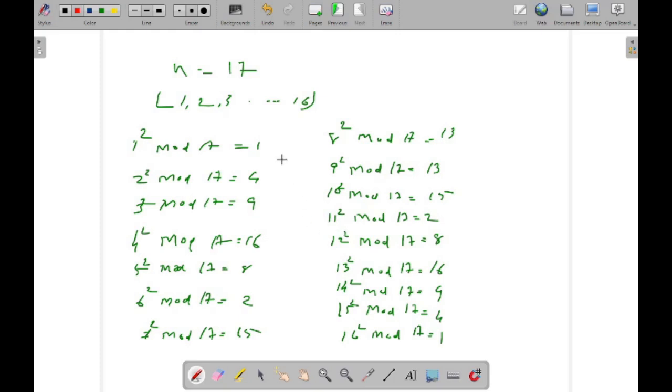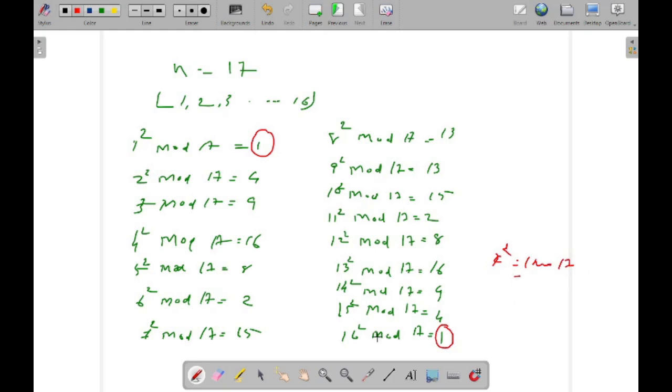We can see 1 square mod 17 is 1, and we are getting 16 square mod 17 also equal to 1. Okay, 2 times you are getting. If you write h square congruent to 1 mod 17, then we are getting only two values.